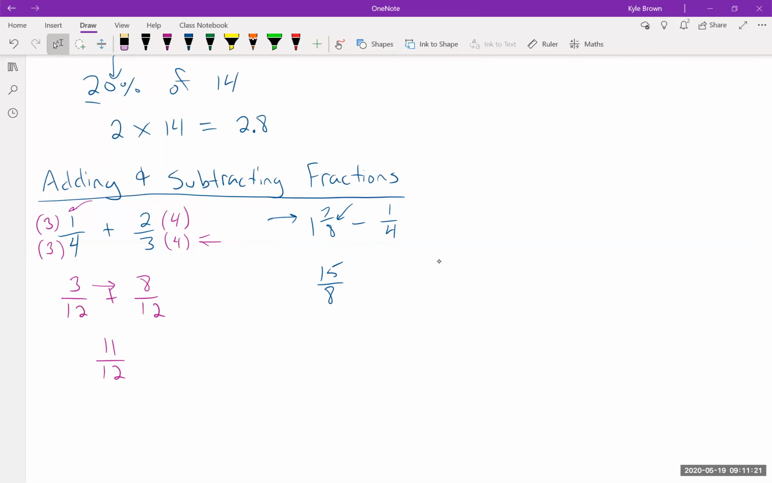And that kind of makes sense, right? Because 16 over 8 would be 2, so 1 more eighth would get me to 2. And that's the same thing up here: 1 more eighth would get me up to 2. Okay, so that's 15 over 8 minus 1 over 4.